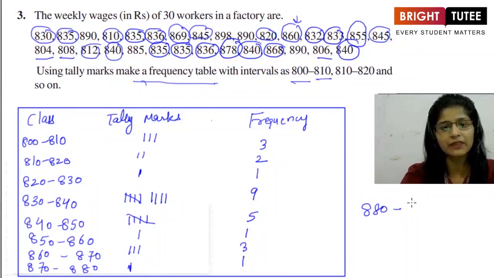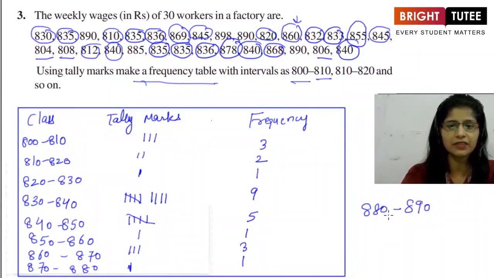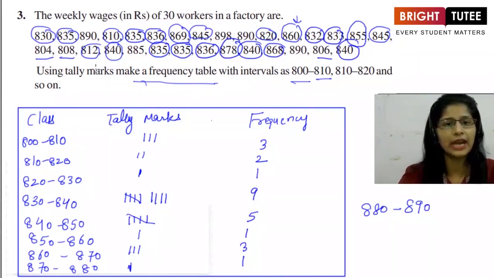So 880, then we have 890. Okay, in this category if we see, we have 880 to 890. So 890 will not be included definitely. So we don't have any in the first one. And 885 we have one. We have one left only, 885. So we have one tally mark and one is the frequency for it.